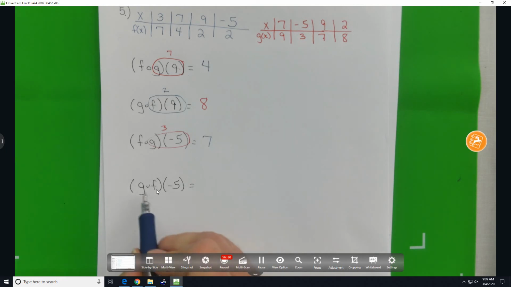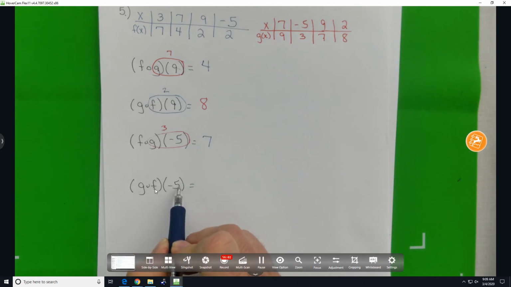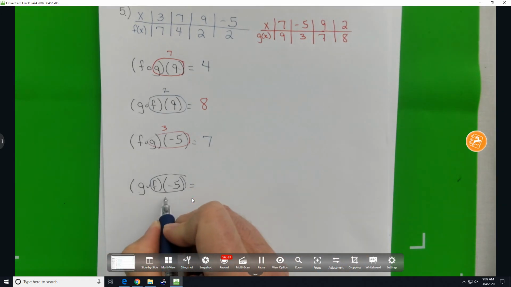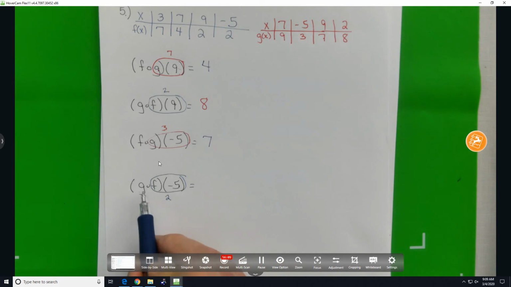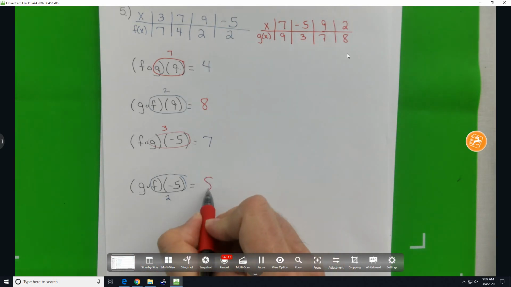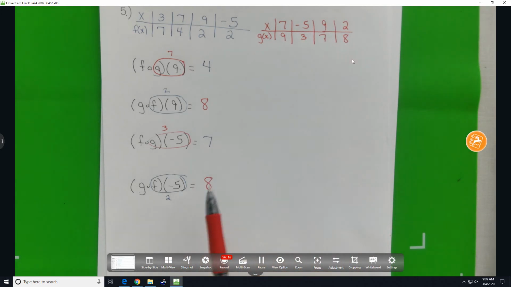I think G of F of negative 5. So F of negative 5 is 2. G of 2 is 2 goes to 8, not 7. Okay. Y'all sort of see how I'm doing that?